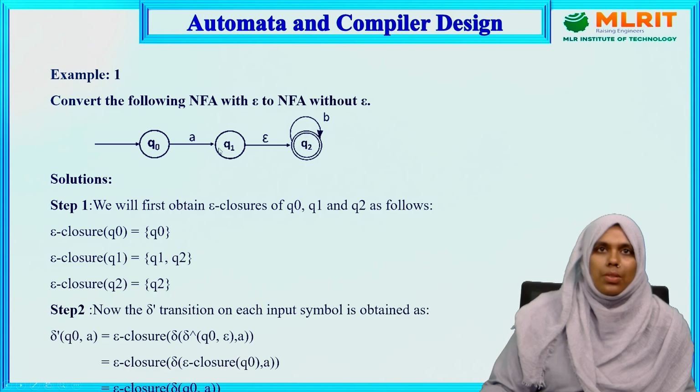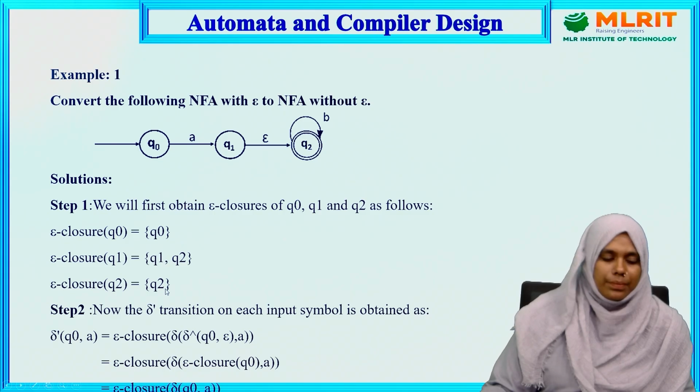Now epsilon closure of Q1. From Q1, the epsilon symbol transition is going to Q2. So epsilon closure of Q1 can be written as Q1, Q2. Next, epsilon closure of Q2. We don't have any transition from Q2 to another state, so we can write the present state, that is Q2 itself.